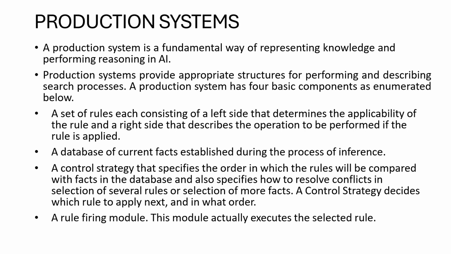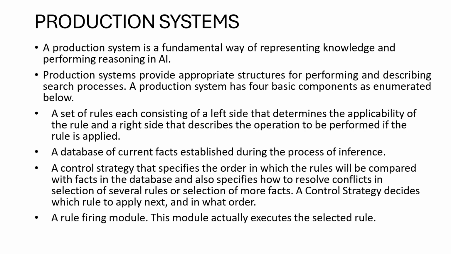And the second component is a database, which we can call working memory, or fact base. So what is a database? A database of current facts established during the process of inference. That means it stores the current facts about the problem and represents the current state. For example, traffic light equals red, speed equals 40. All this information we store in the database. As a rule fires, the database adds new facts, removes old facts, and also updates existing facts.